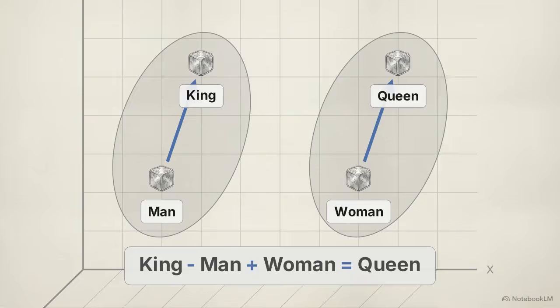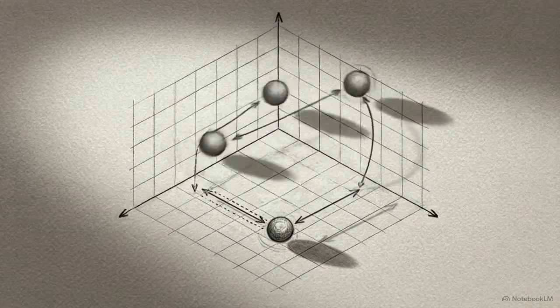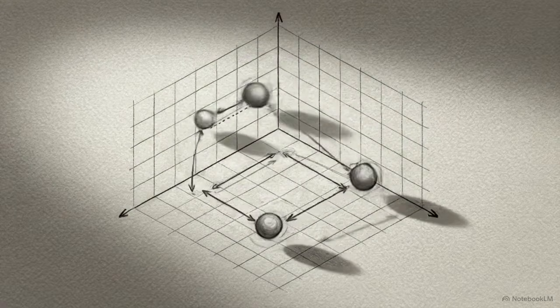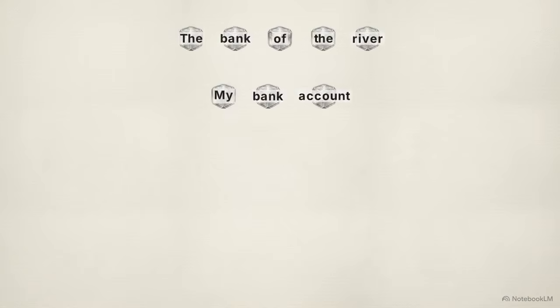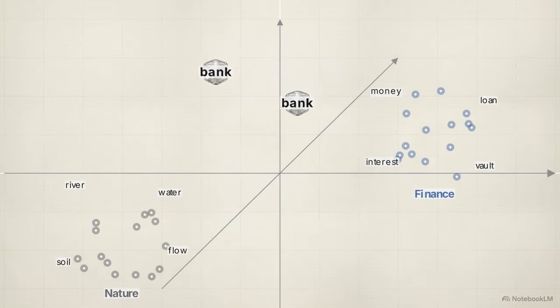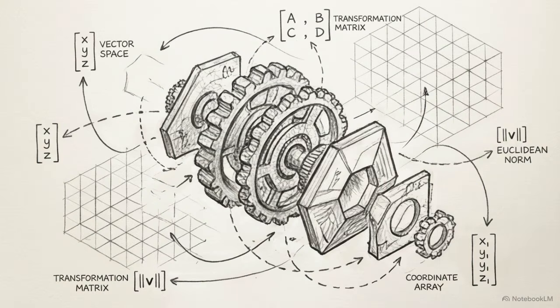operations. While older models used static embeddings with one fixed coordinate per word, modern transformer architectures use dynamic contextual embeddings. For instance, the word bank in the phrase riverbank shifts to an entirely different set of spatial coordinates than the word bank in bank account, based on the surrounding sentence. Embeddings translate the nuance of human language into precise, deterministic mathematical coordinates.